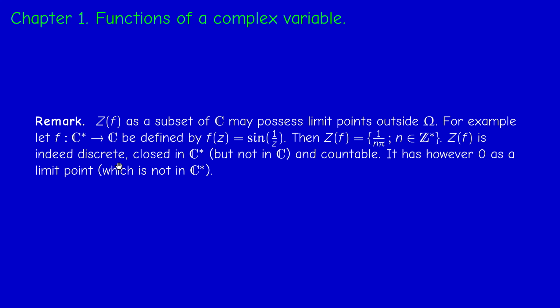It's discrete, as you may check. It's closed in C star, but not closed in C. And it has a limit point, however, but the limit point is not in Z of f. The limit point is 0. So it's in the boundary, or in the complement of C star. I just want to attract your attention to this fact.